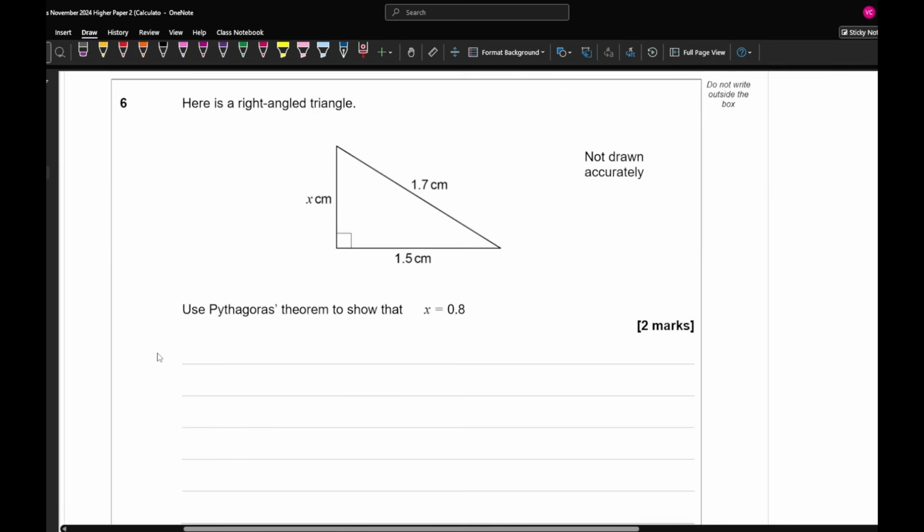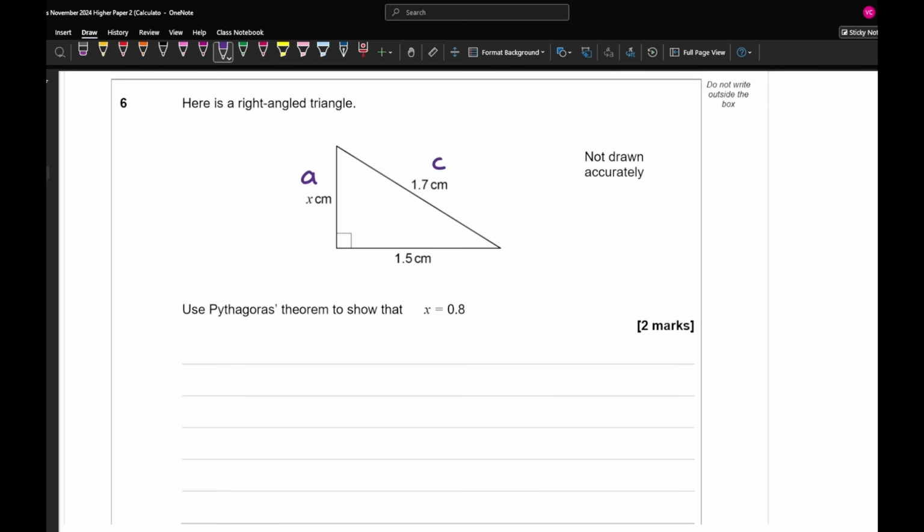Moving on to question 6, it says here is a right angle triangle. It says use Pythagoras' theorem to show that x equals 0.8. So to show this using Pythagoras' theorem, we label our triangle first. In this case, we're finding one of the shortest sides, so I'm going to call that a.